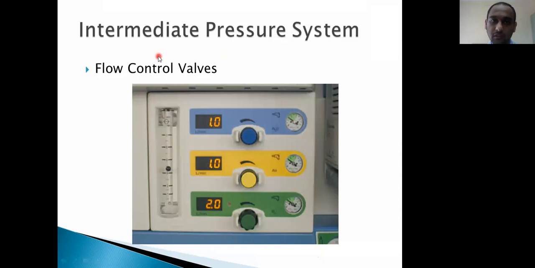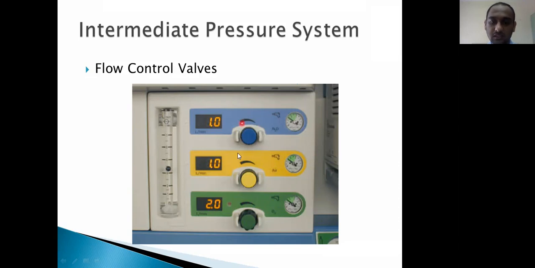So we have the intermediate pressure system, we have flow control valves. These are the last component of the intermediate pressure system. This is where the flow will be controlled. Now from the intermediate pressure system, we are going to enter the low pressure system. This adjustment of the knobs reduces the pressure, reduces the flow, and we can titrate the flow as required of the various gases, so that a known mixture is provided at the common gas outlet.